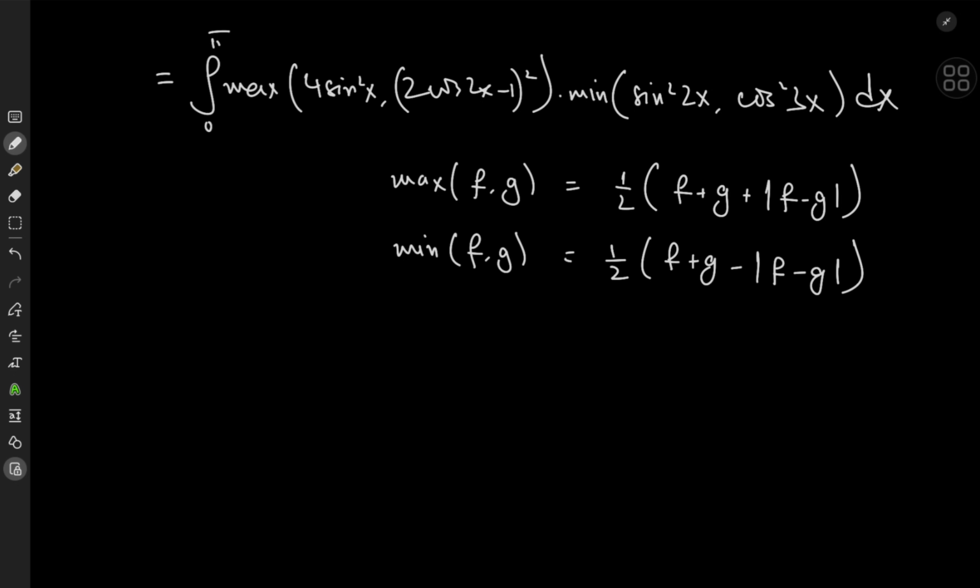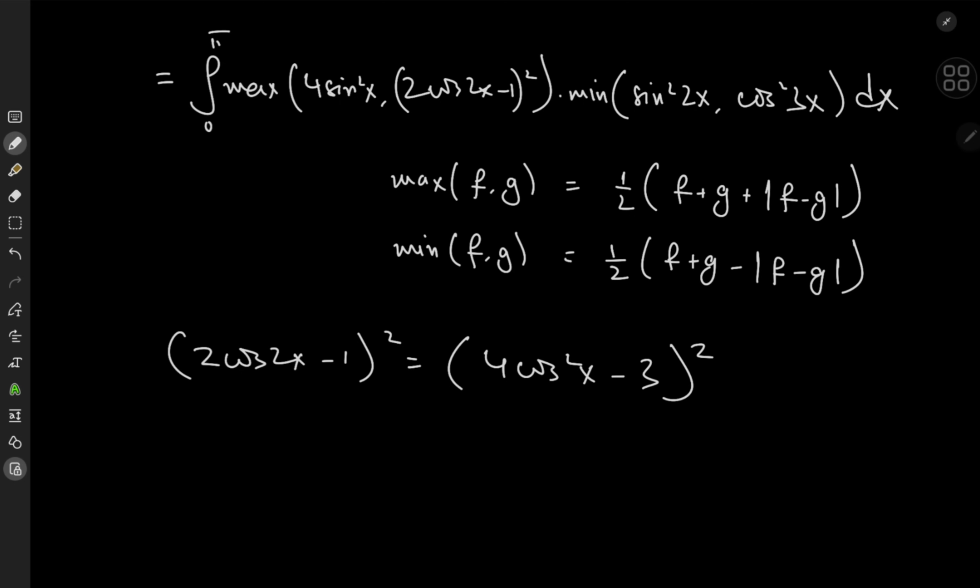So starting off with 2 cosine 2x minus 1, we have 2 cosine 2x minus 1 squared. Cosine 2x, we know what that thing is. That is 2 cosine square x minus 1. So we should have 4 cosine square x minus 2 minus 1, which is minus 3. Okay. We have the whole thing squared.